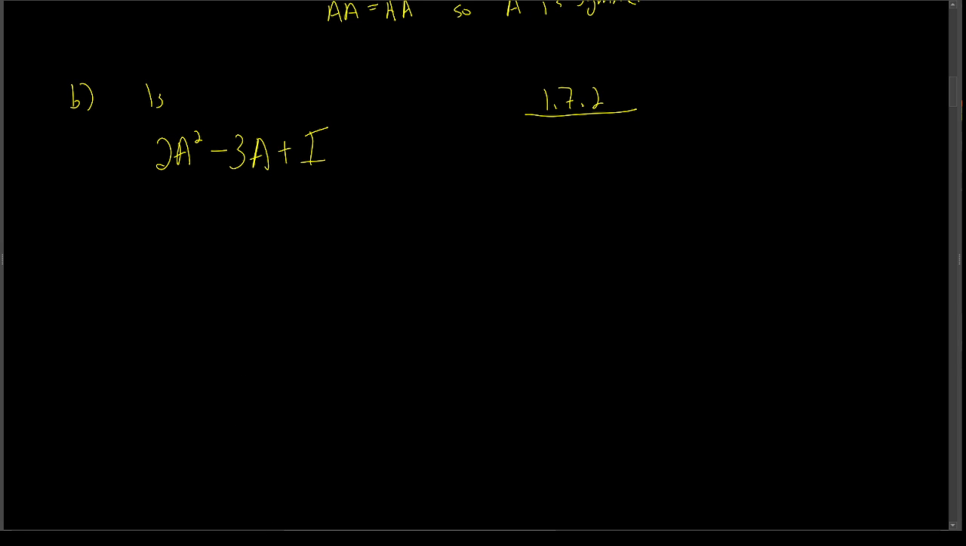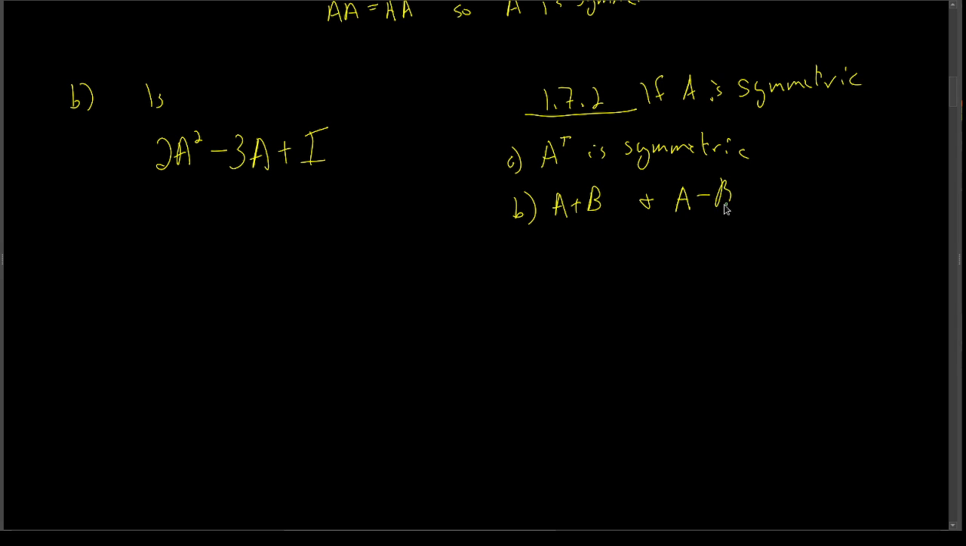Fortunately, my electronic copy does not have page numbers on it. I apologize. So I'm talking about Theorem 1.7.2. Theorem 1.7.2 says if A is symmetric, then A transpose is symmetric. That falls naturally out of the definition. Then A plus B and A minus B are symmetric. And KA is symmetric.